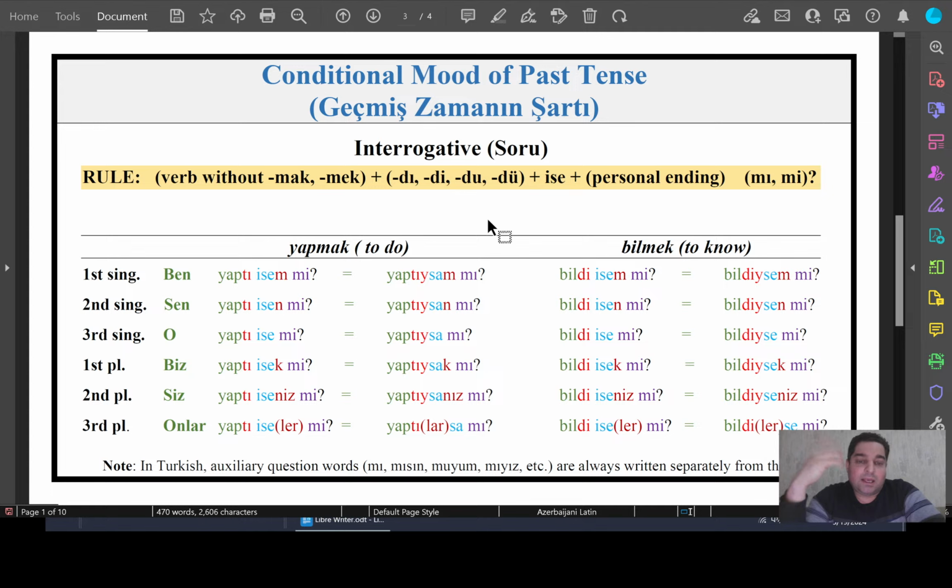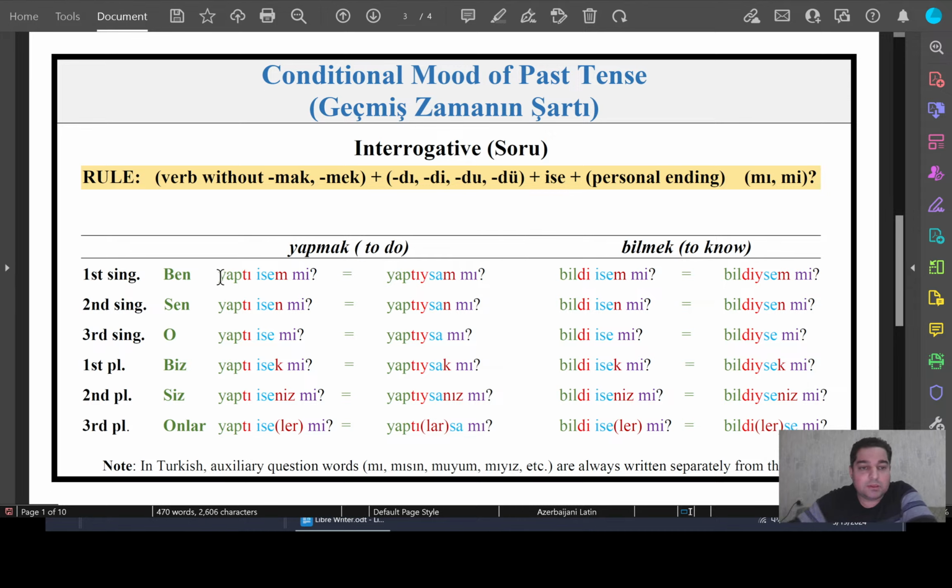So, for example, you may ask somebody, yaptıysan itiraf et, right? If you have done it, just confess it. İtiraf et. Yaptıysan itiraf et. And then you may be very much surprised about this question. Yaptıysam mı? Do you mean if I have done? Come on, right? That's exactly when you can use this interrogative form of this tense.